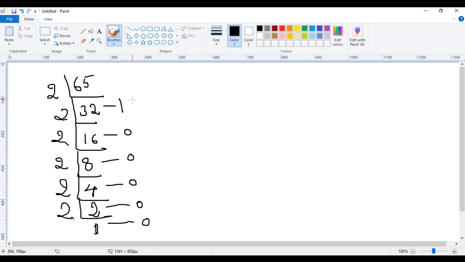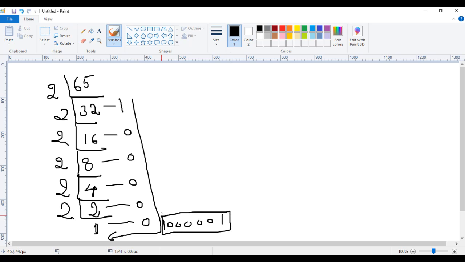And then we write down these digits from top to down, from right to left. So we have 1 and then 1, 2, 3, 4, 5 zeros and then 1. So this sequence of zeros and ones indicates 65 in binary number system.